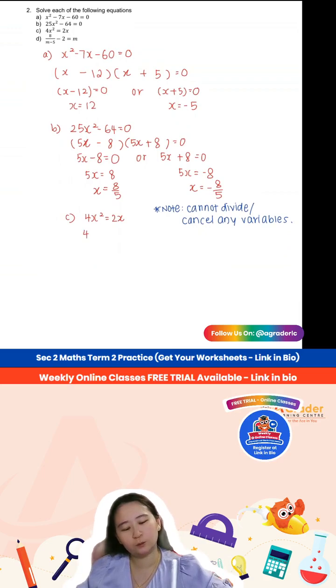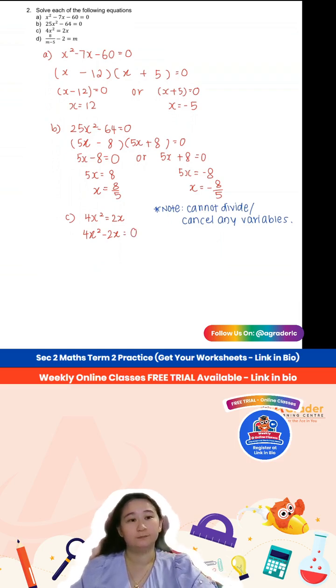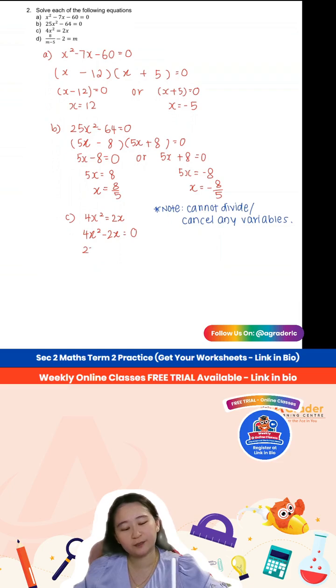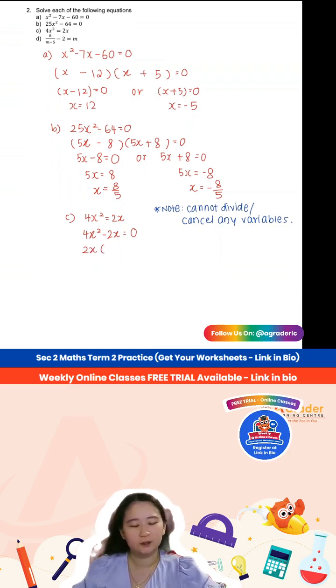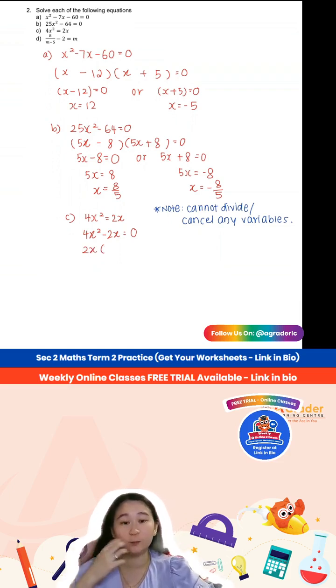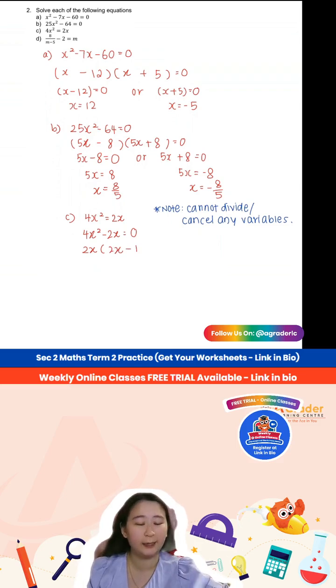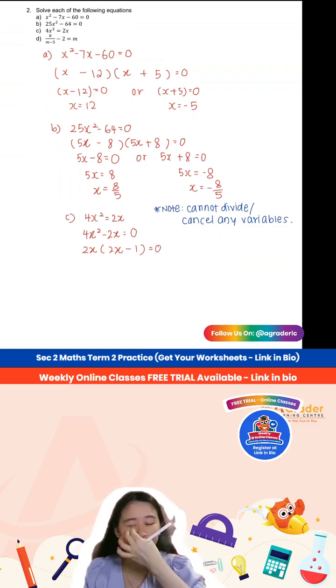So what we need to do is we can subtract 2x on both sides. So we have 4x squared minus 2x equals to 0. Then with that, we factorize out the common factor. So we can factorize out the highest common factor, which is 2x. So 4x squared divided by 2x, we're left with 2x. Then take note here, 2x divided by 2x is 1, it's not 0. So the constant cannot go missing here. The negative 1 needs to be there.